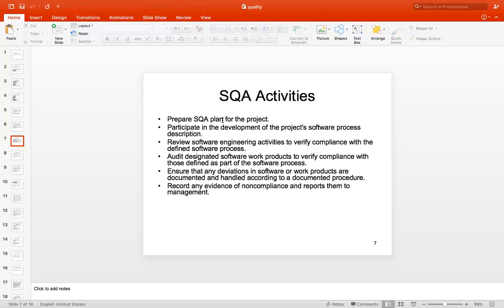In case in this auditing process, if anything went wrong, or if they came to know that you are deviating from the given plan or you are deviating from the given requirements of the client, if something like that is documented, then he has to record the proof of it, or he has to record the evidence for it, and he needs to report it to the management. Okay, these are the software quality assurance activities. These are the steps involved in SQA activities, right?